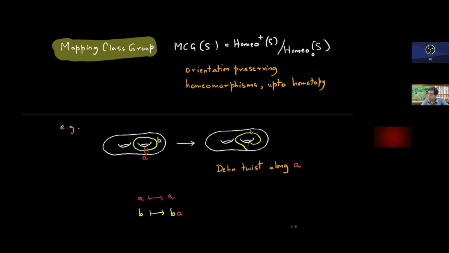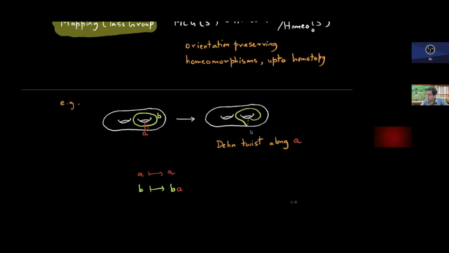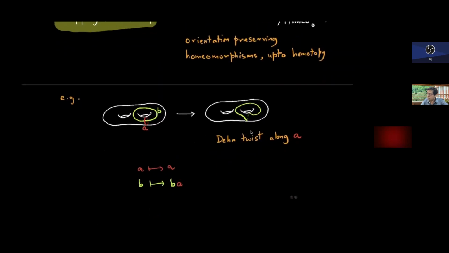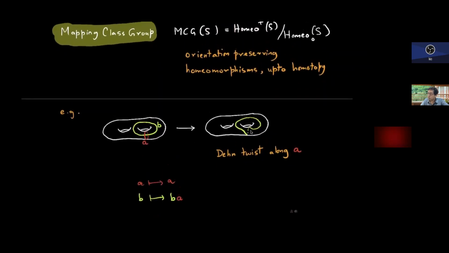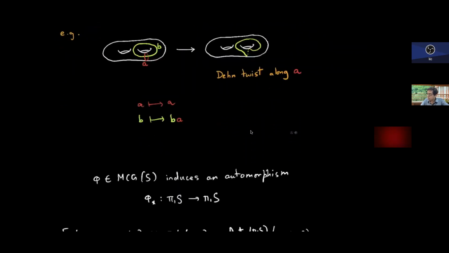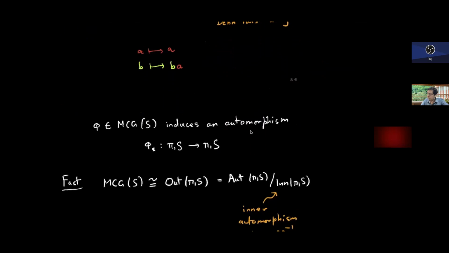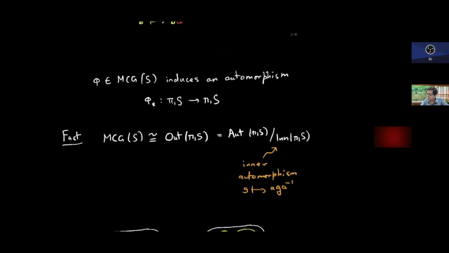And so a curve B that intersects A once, as I've shown on the left, becomes this new homotopically different curve that I've pictured on the right. And so in terms of elements of the fundamental group, A remains fixed as a curve, so that remains the same, whereas B becomes B times A. Okay, and so that's the Dehn twist. You can do it along any simple closed curve. And in fact, the mapping class group is generated by Dehn twists along simple closed curves.